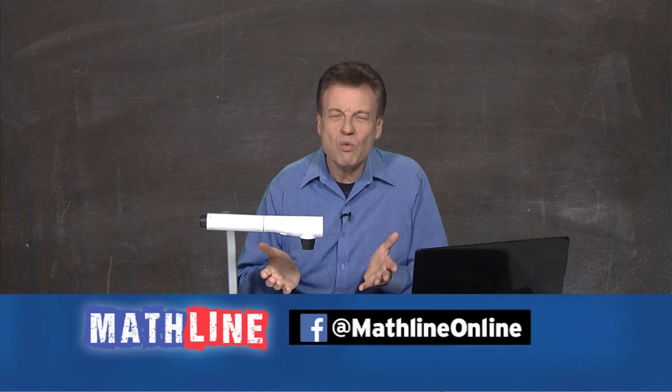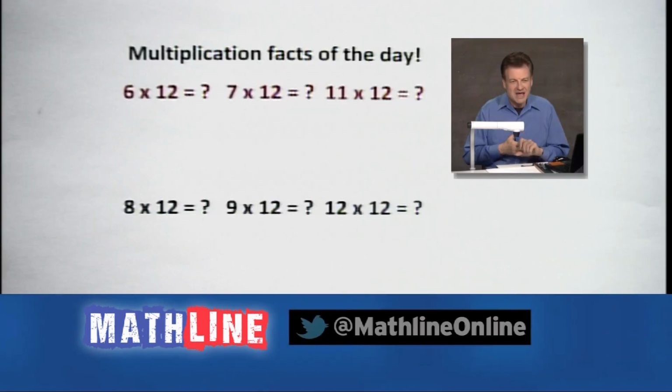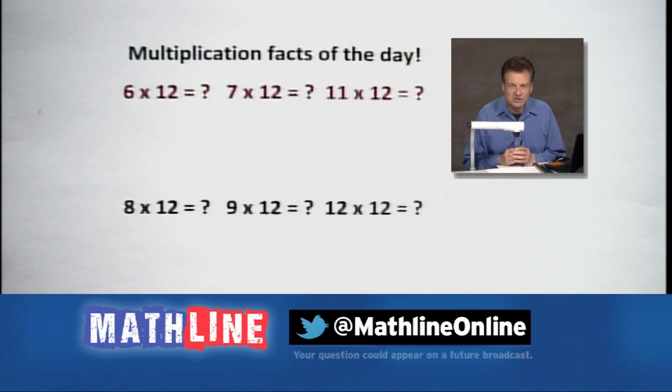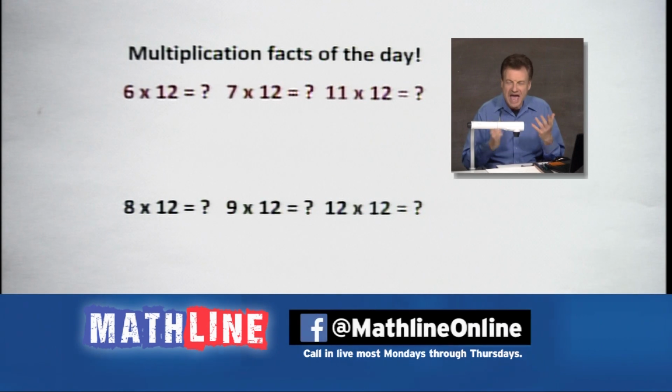First of all, what kind of facts are we looking at? Let's take a look at the 12s. There are 6 that I want to look at. Notice I left out 10. You say, what do you mean? I left out 10 times 12 because that's easy. We learned the 10s. 10 times 12 is 120. Just put a 12, add a 0 when you multiply by 10.